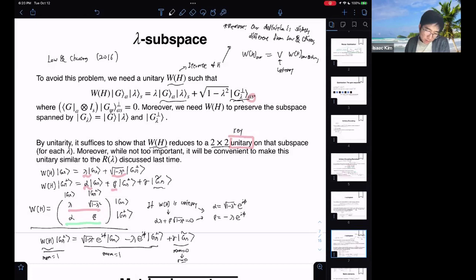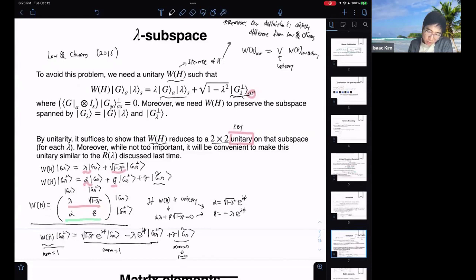I guess it's intuitively obvious. If you consider some subspace and apply some unitary that preserves the norm in that subspace, then obviously you won't be able to leak into the orthogonal subspace. So to achieve what we wanted, which is that if you apply WH to G lambda and G lambda perpendicular you still stay in the same subspace, in other words, you have an invariant subspace, you see that it suffices to simply ensure this identity. Okay, any questions so far? If not, I will continue.